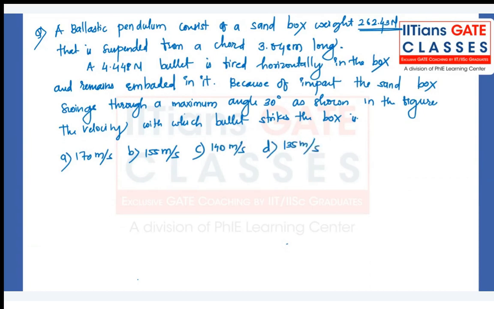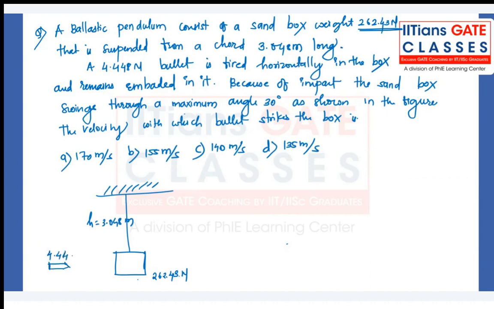A ballistic pendulum consists of a sandbox of weight 262.43 Newton. Okay, so we have a pendulum like this whose weight is 262.43 Newton, suspended from a cord of length h equal to 3.048 meter. Another, we have one shell, or you can say bullet, fired, which is of weight 4.448 Newton with some velocity, let's call it Vs. Horizontally we fire it, and it hits the box and remains embedded in the box because of the impact.